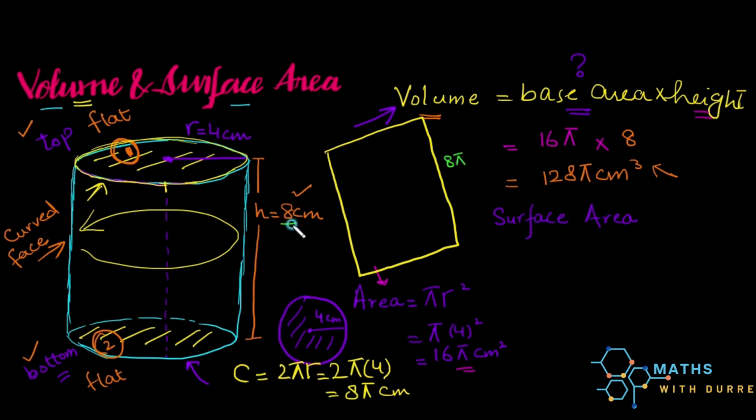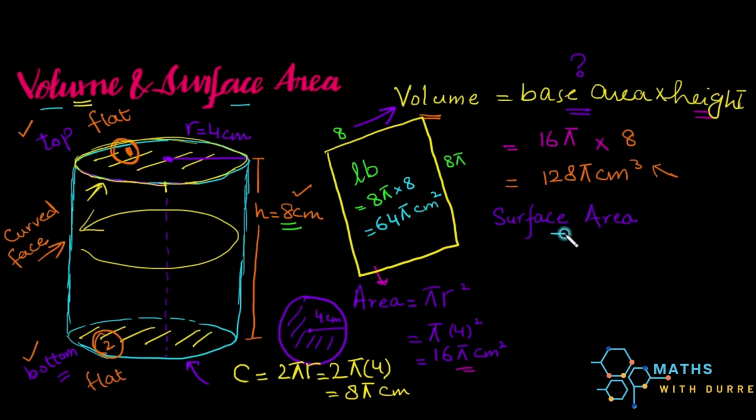But what about its height? Its height is already given. So how can you calculate its area? To calculate its area, we need to know length and breadth. Length is 8 pi and the breadth is already given, that is 8. After calculating, we will get the answer 64 pi centimeter square.